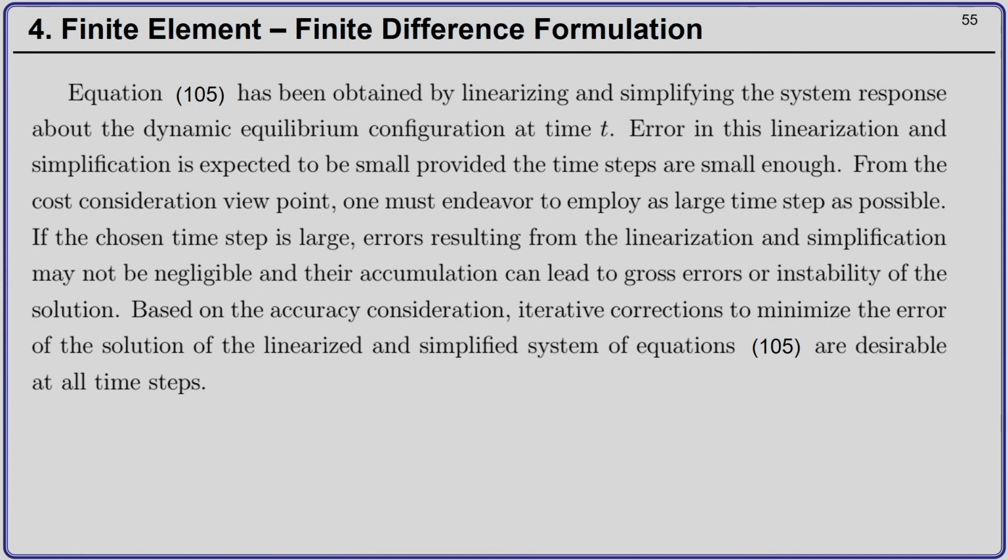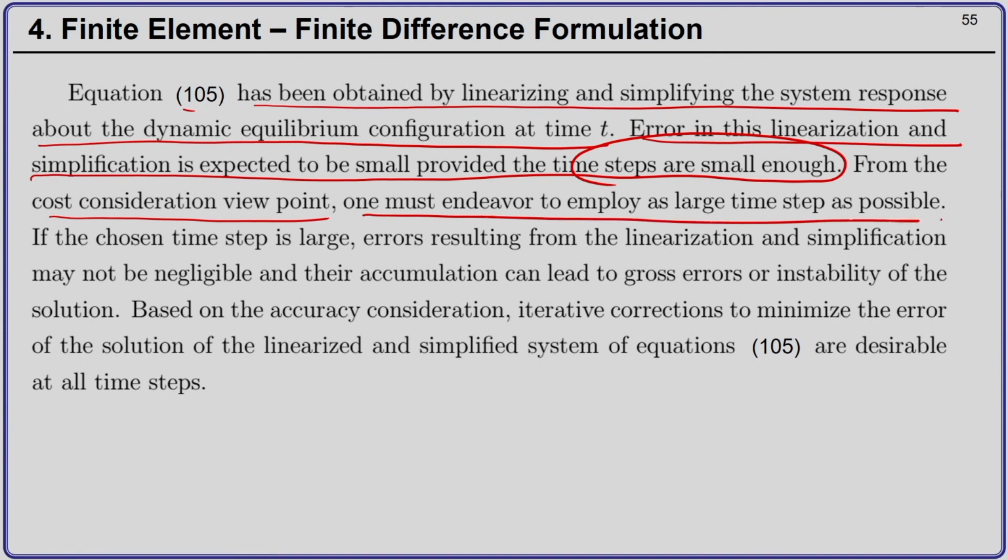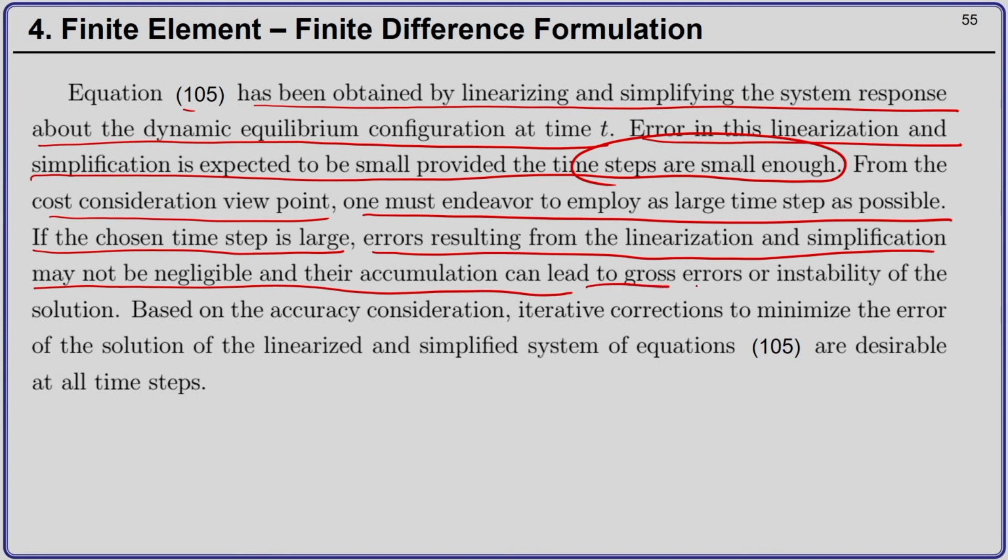Now, this equation 105 has been obtained by linearizing and simplifying the system response about the dynamic equilibrium position at time t. Okay. So, this error in this linearization and simplification is expected to be small, provided the time steps are small enough. From the cost consideration viewpoint, one must endeavor to employ as large a time step as possible. If the chosen time step is large, errors resulting from the linearization and simplification may not be negligible, and their accumulation may lead to gross error or instability of the solution.